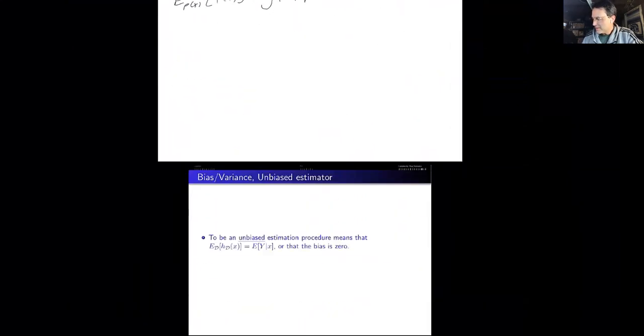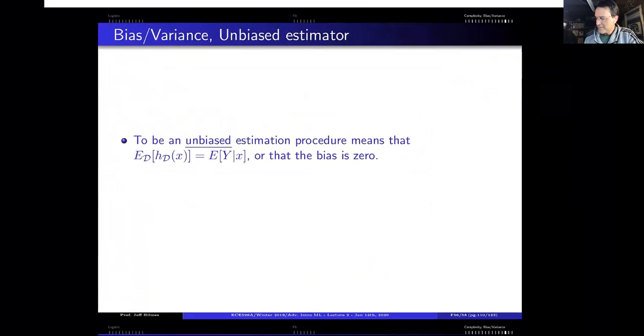All right, let's go on with this bias variance stuff. We say that an estimator is unbiased, an important term to note, if the bias is 0. And how would the bias be 0? If our estimator has expected value equal to the best predictor.